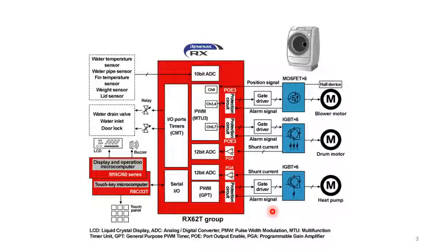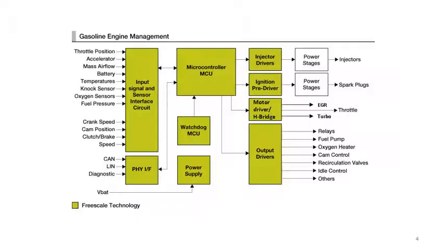So this is a typical example of a closed loop type of control system which is embedded in a fully automatic washing machine.